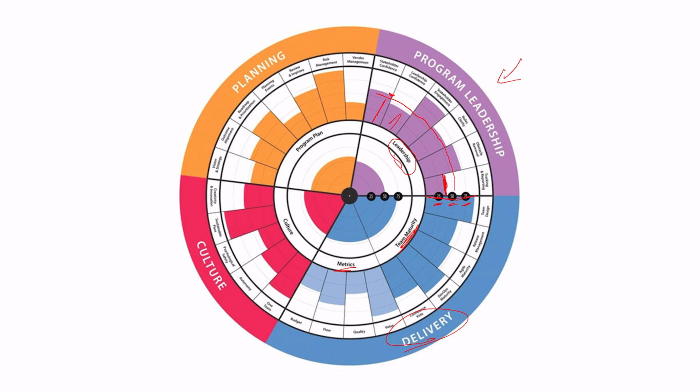And then this internal one right here, I'm pretty sure is showing the overall rating for each of these different categories.